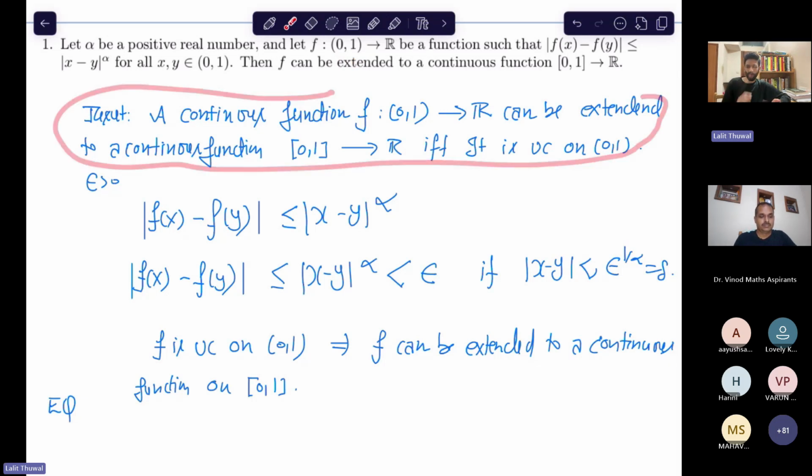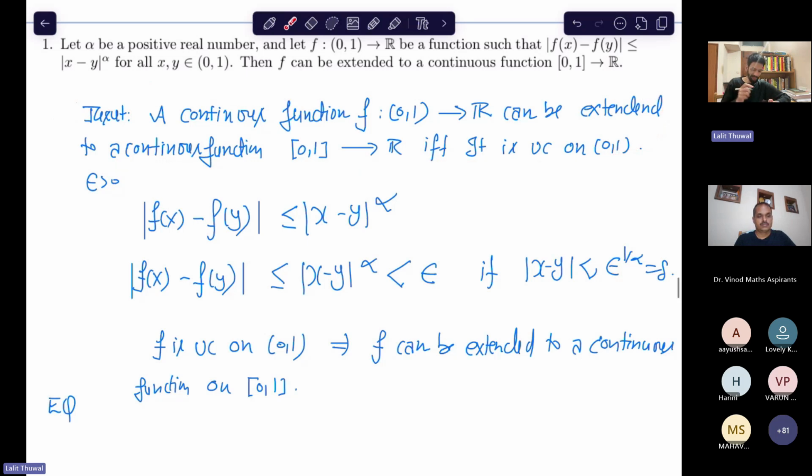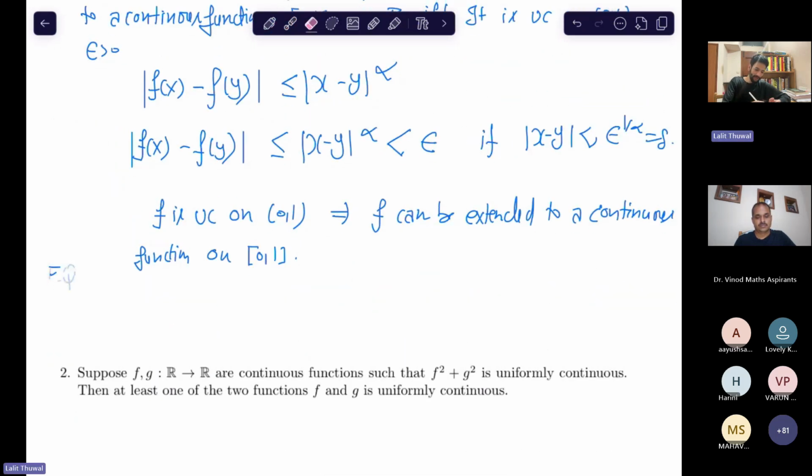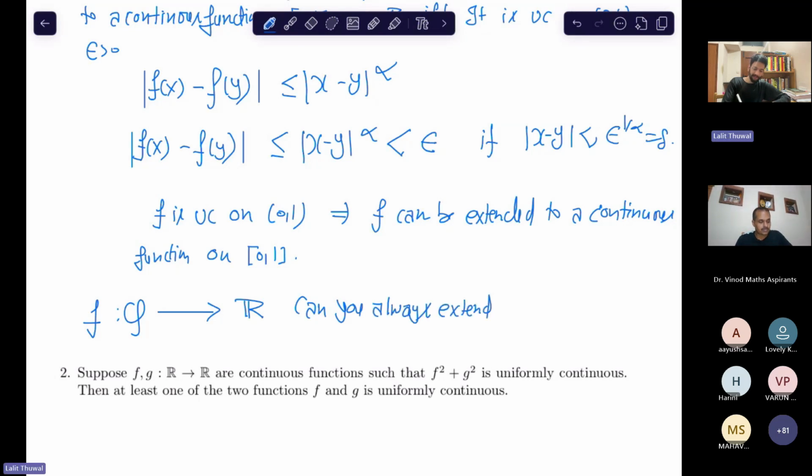Now a question for you. Suppose you have a continuous function from Q to R. Can you always extend it continuously to a function from R?